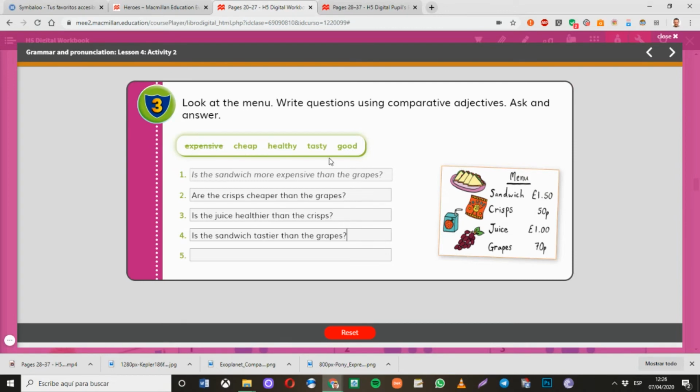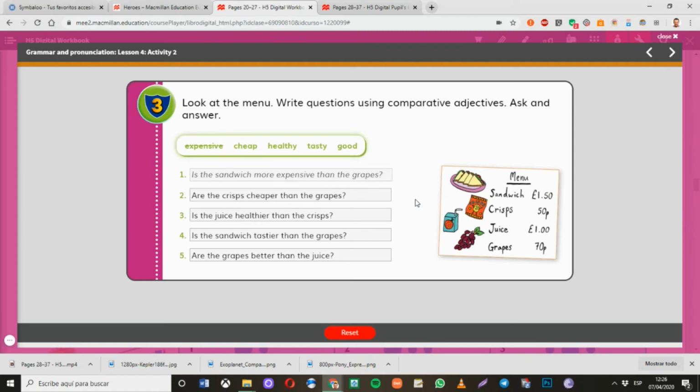Now the last one. Good. Remember, an irregular form of the comparative. Okay. Next question is, for example, are the grapes better than the juice? Yeah? What do you think? Do you prefer drinking a juice before eating a fruit? That's an interesting question, okay? I don't know. Well, I know. I prefer fruit, okay? I prefer fruit. I don't know about you.